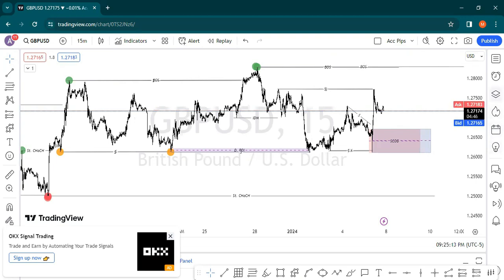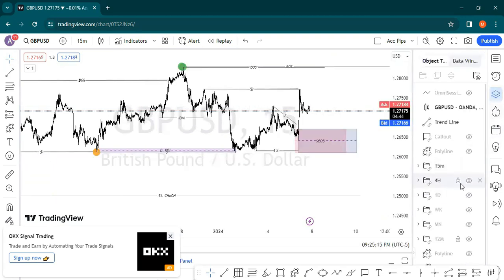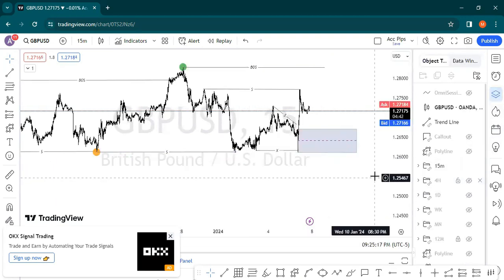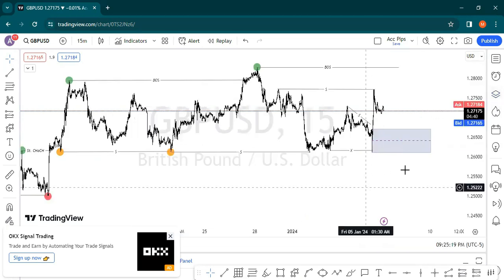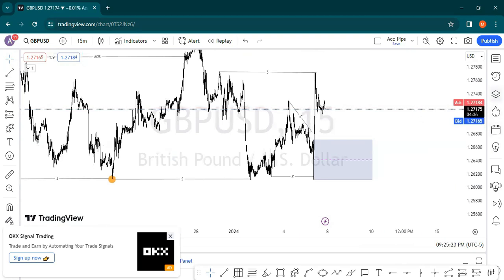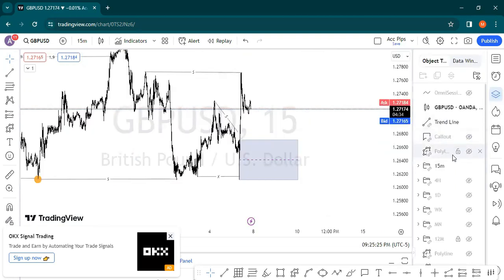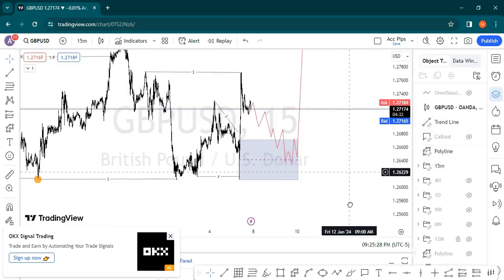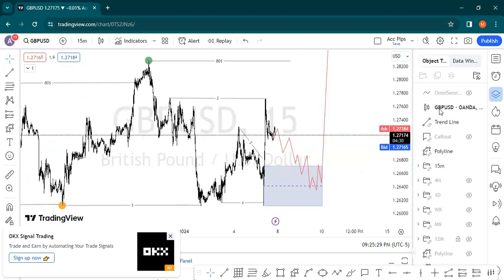Okay, so let me turn off H4 analysis now. So we are left with the 15 minutes. So currently, this is what I'm looking at, and I'm expecting price to move in this way on 15 minutes.